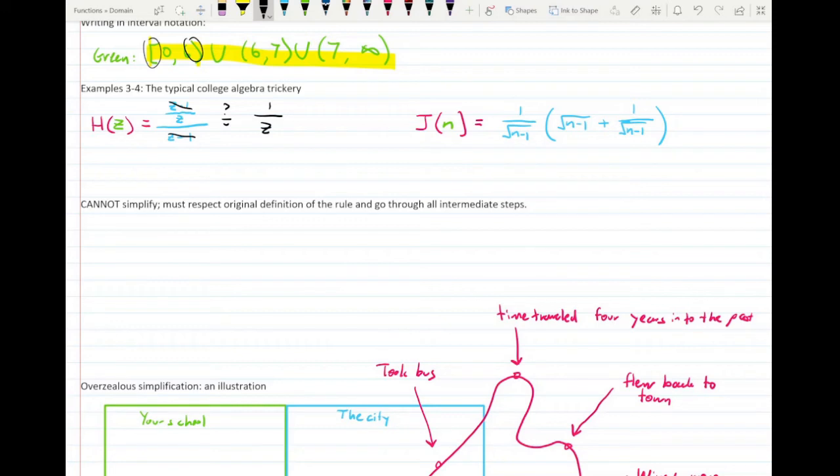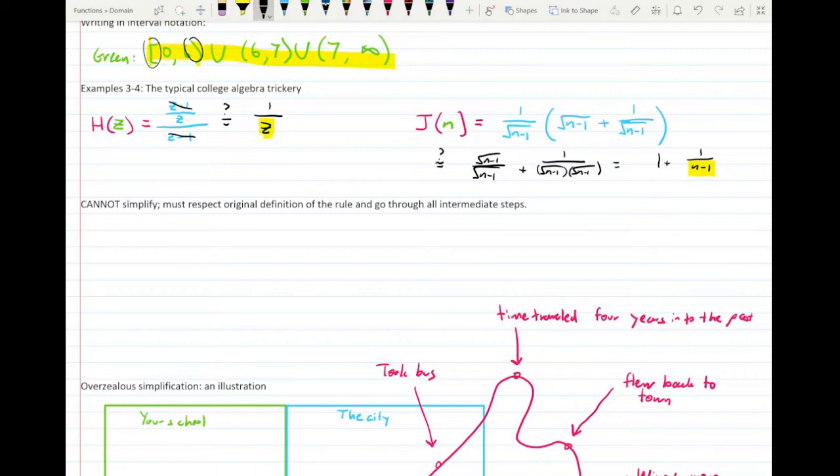In that case, the only thing I need to worry about is z being 0, right? Similarly, doesn't this expression simplify to root n minus 1 over root n minus 1 plus 1 over root n minus 1 times root n minus 1? And doesn't that just equal 1 plus 1 over n minus 1, leaving me just one thing to worry about? And the answer is no. You have to respect the original definition of the rule and go through every intermediate step.